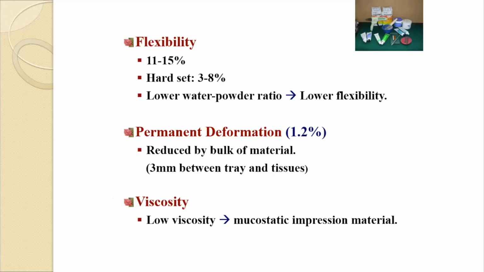Permanent deformation can be reduced by the bulk of the material. So about 3 mm of the material thickness should be present to avoid deformation.